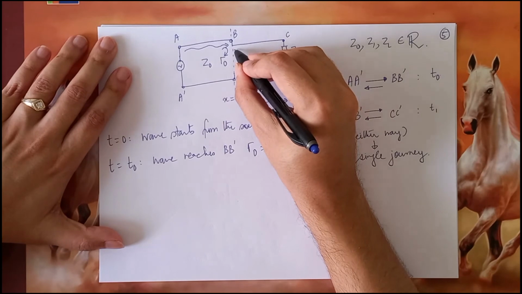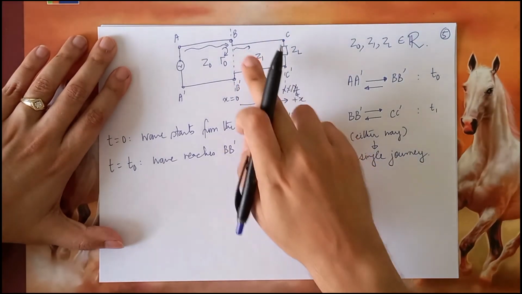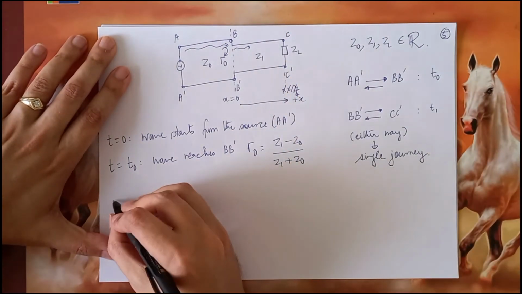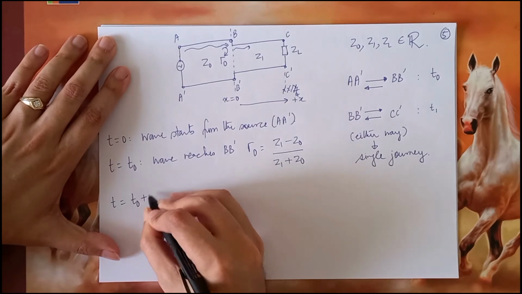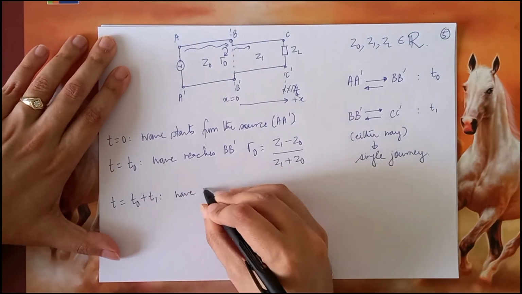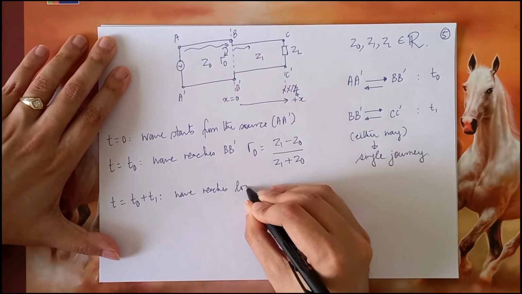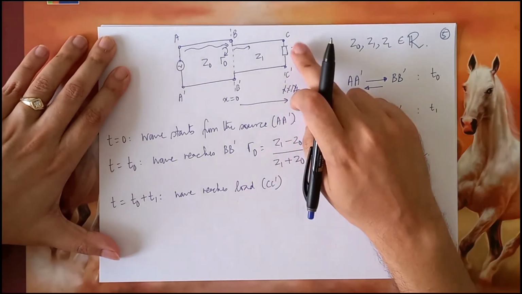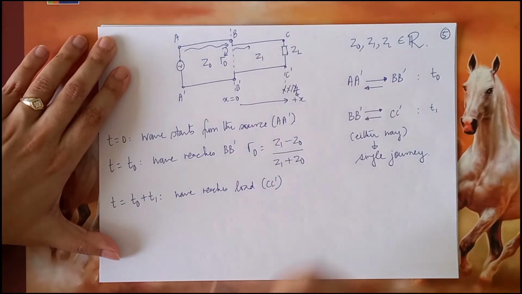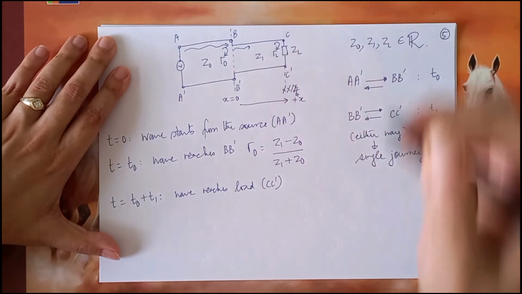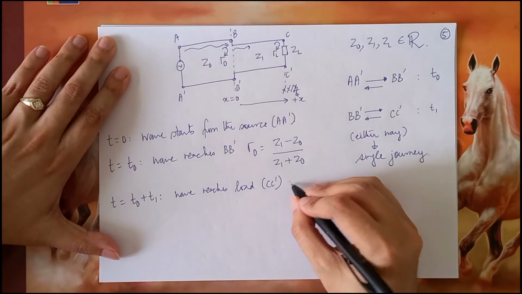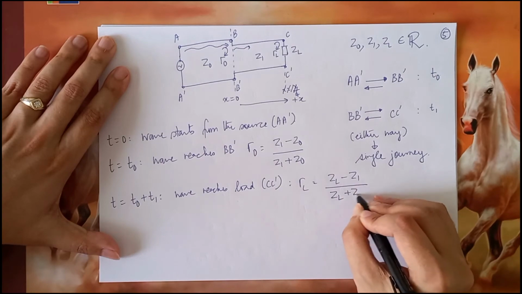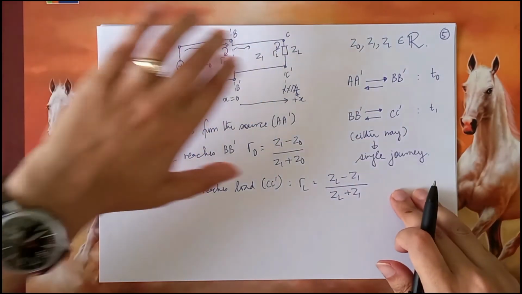Now, all good. Whatever remains of this wave after reflection is now traveling here. And then it hits point C. At what time? Time t0 plus t1. The wave reaches the load, that is CC prime. So what will happen again? ZL is not equal to Z1. So again some reflection will happen. Let's call it gamma L. So gamma L will be ZL minus Z1 divided by ZL plus Z1, not Z0, because Z1 is the line that is connected to the load.